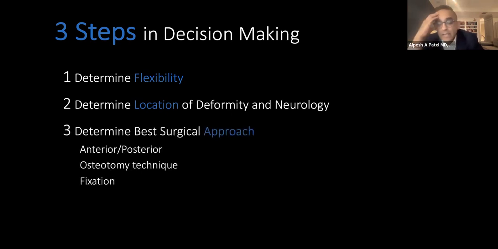And then the third one is thinking about, well, based on number 1 and number 2, how does that drive my decision-making on the best surgical approach? So I try to go stepwise in that manner: flexible, the location of the deformity and its neurological implications, and then how does that drive my approach? Anterior or posterior, combined? Does that drive my osteotomy technique? How does that drive our levels of fixation? That's when you start to get to the more complex levels of decision making.